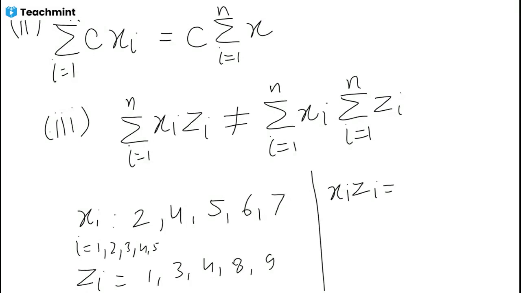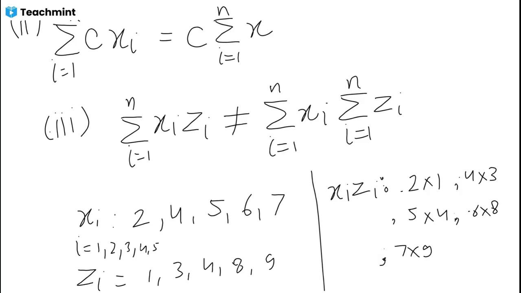So the sum of xi zi will be 2 into 1 plus 4 into 3 plus 5 into 4 plus 6 into 8 plus 7 into 9. This is the summation. Or if we are finding this in the form of a sequence, we just put commas, and later when we add, we'll use the addition symbol. We still have the sequence only. Are you getting this? This is the step, are you getting it?